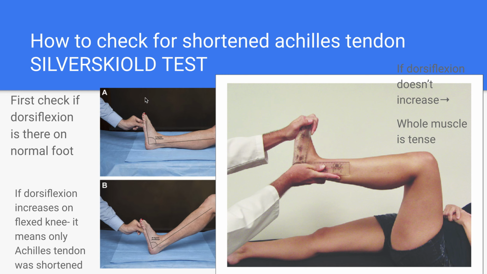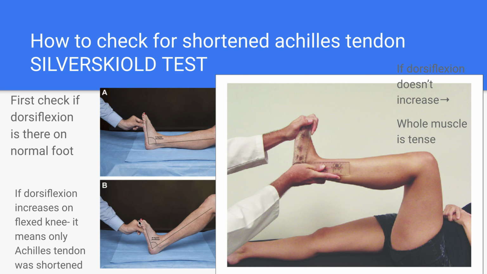This test is very important, and essentially, whenever you're checking for a shortened Achilles tendon, which is causing these deformities in the foot to appear, you can check for dorsiflexion. So is there dorsiflexion on the normal foot? Is there dorsiflexion at the level of the ankle? And is there dorsiflexion at the level of the knee? That is the basis of this test.